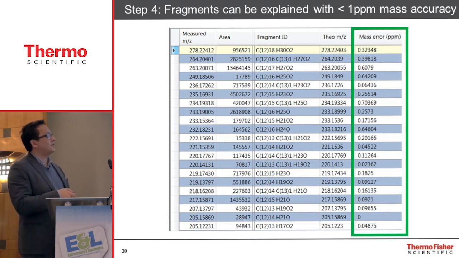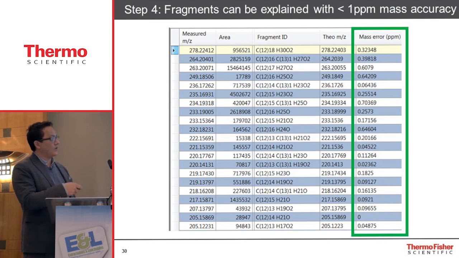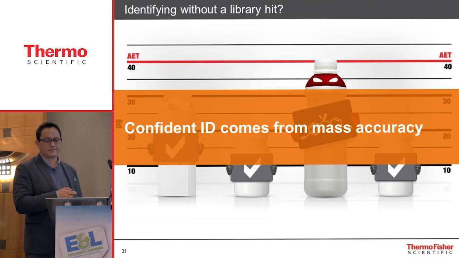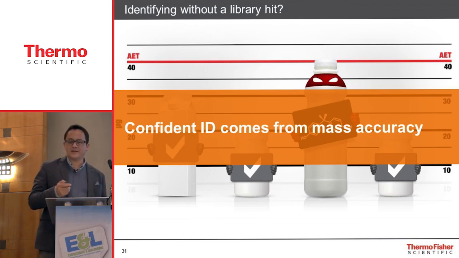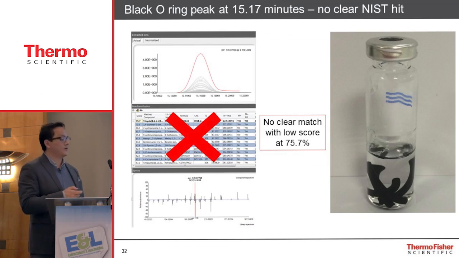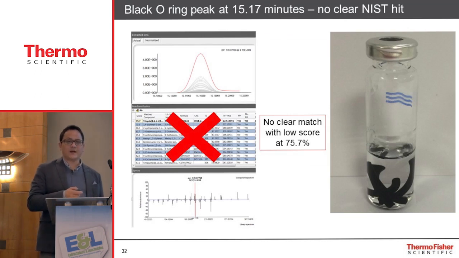So here's a fragment ion spectra of that molecular ion with the results showing all of the mass errors significantly below 1 ppm. So what about when you don't have a library hit? How do you identify an unknown without that additional backup resource of a library?